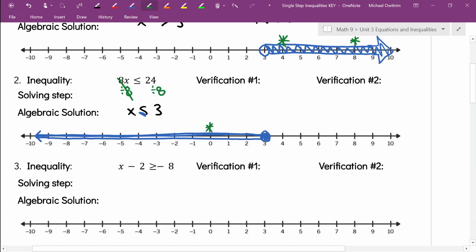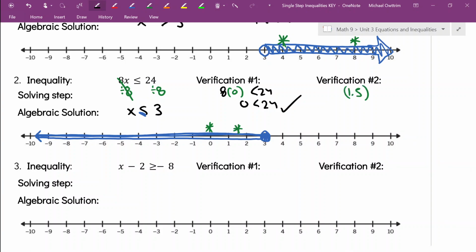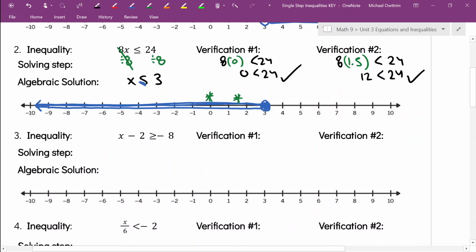So I'm going to start by choosing 0. You could, of course, choose any point. So my inequality would be 8 times my x of 0 should be less than 24. 0 is less than 24, so that is a true statement. I'll choose any point within this region. So I could even choose something like 1.5 if I want. If I have 8 times 1.5, is that less than 24? 8 times 1.5 is 12, and 12 is in fact less than 24, so that point works as well.